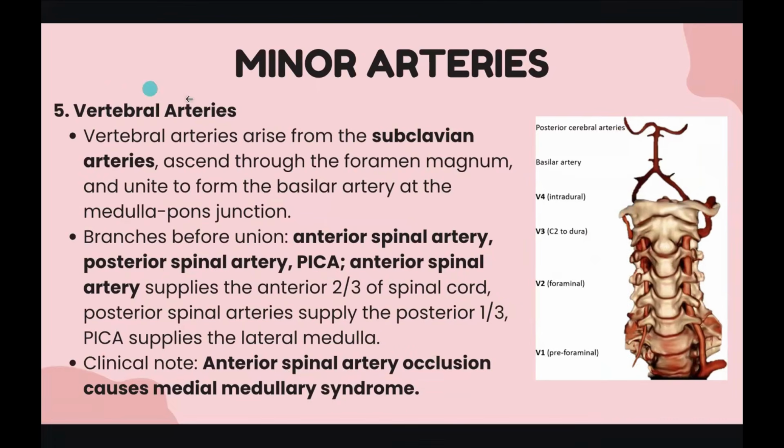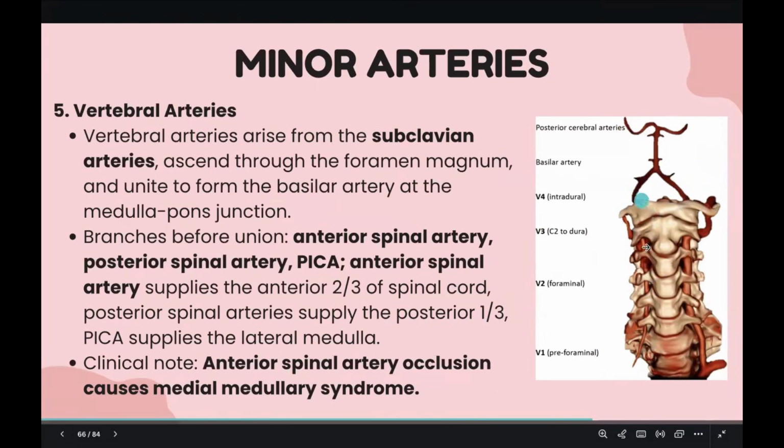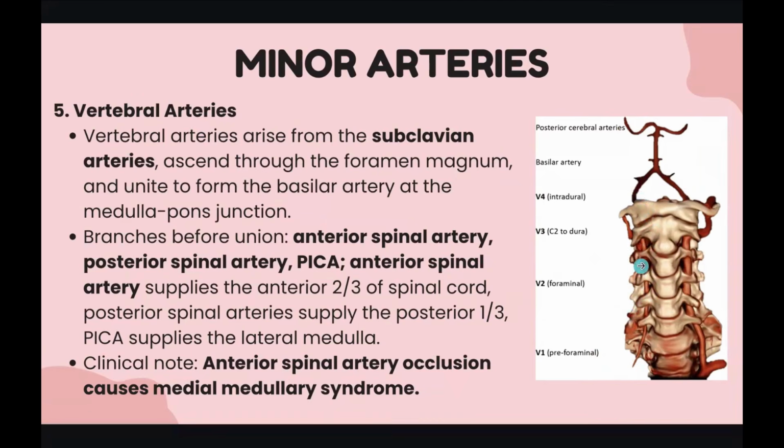The fifth artery is the vertebral artery. The vertebral arteries arise from the subclavian, as we mentioned before, and they ascend through the foramen magnum. All right, foramen magnum over here. Then they unite to form the basilar artery, as you can see. The right and the left vertebral arteries unite to form the basilar artery at the medulla-pons junction. It would be over here.